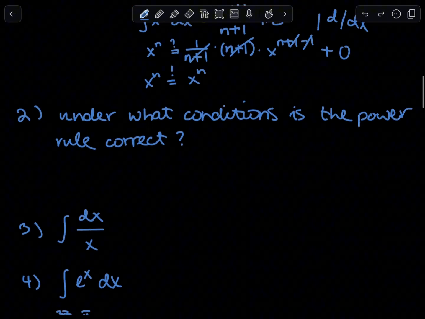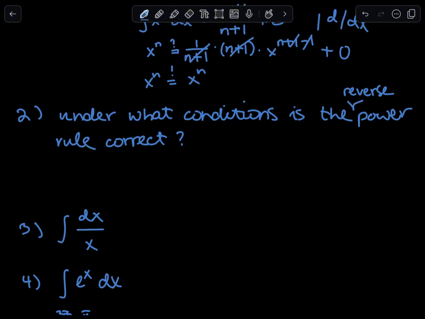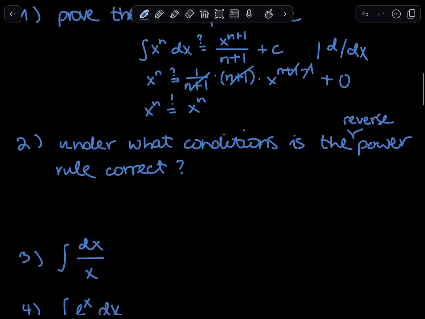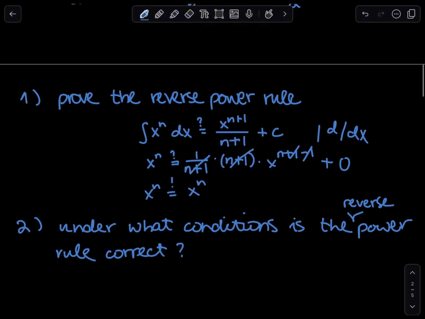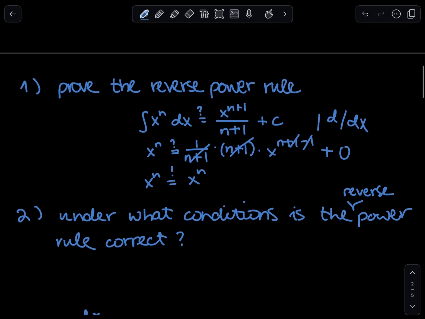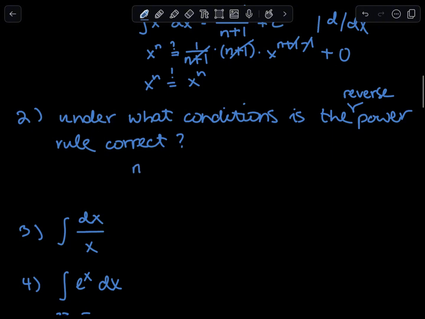Under what conditions is the reverse power rule correct? And to answer this question, we can just look at the power rule. You'll notice that there's a denominator of n plus 1. So, of course, n plus 1 cannot be 0, meaning that n cannot be minus 1.